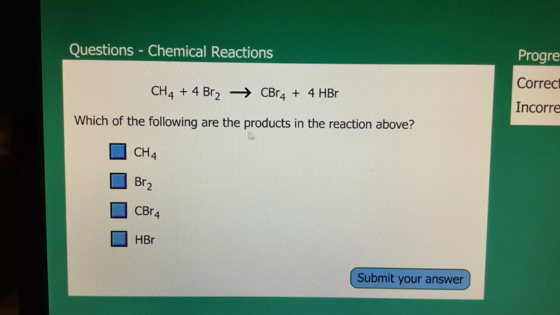Next question, which of the following are the products? So the products would be on the right side of the arrow. So we have calcium tetrabromide and hydrobromic acid.